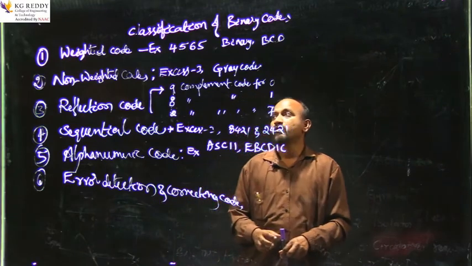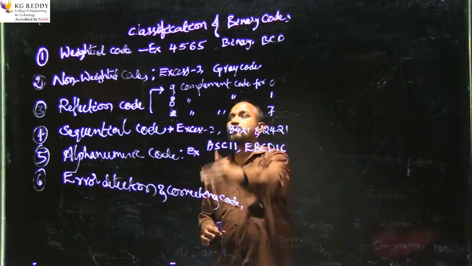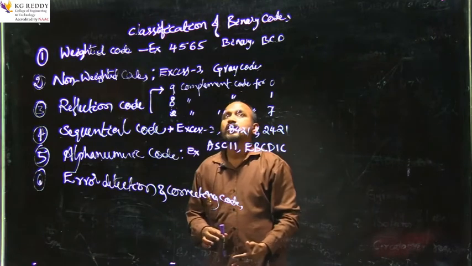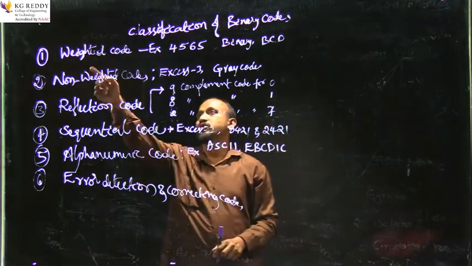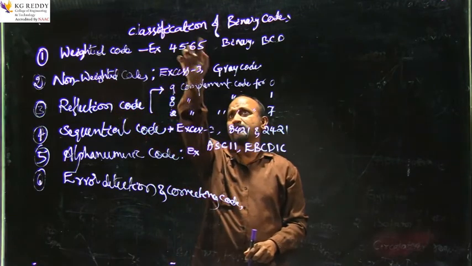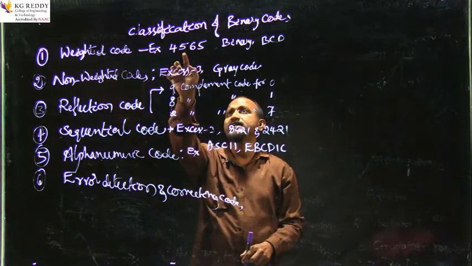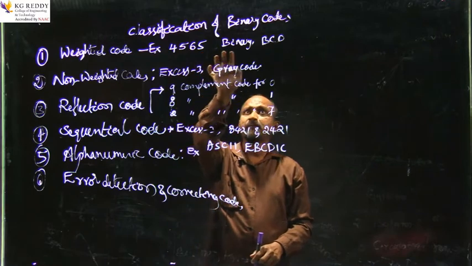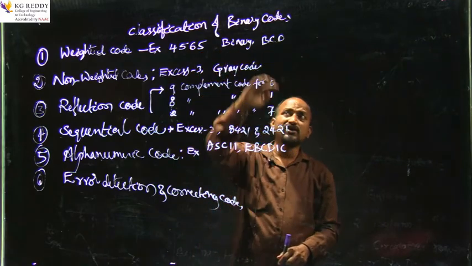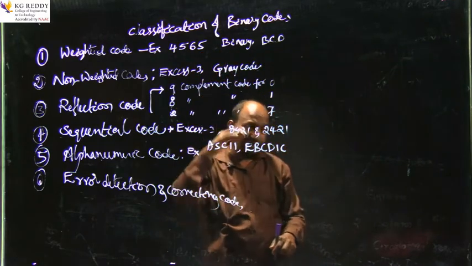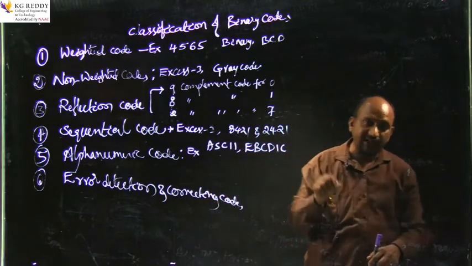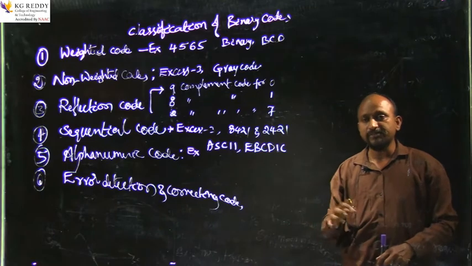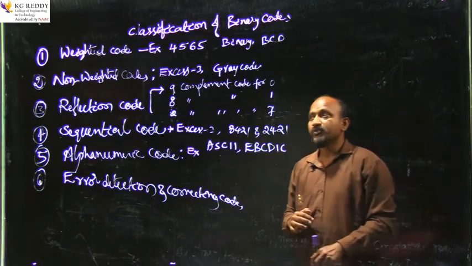We will discuss one by one among these six different binary codes. The first one, as we discussed, is the weighted codes. In the weighted codes, this is the example I have taken, 4565. Weighted codes are binary and BCD. In binary also, as we have seen, each digit has its own weight. Such types of examples all come under the weighted codes.